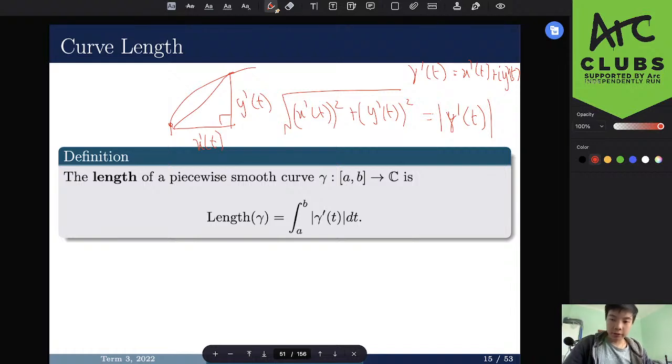So, of course, the reason we integrate it is because we want to get a smaller and smaller change in x and change in y, which would let us integrate to find the arc length.